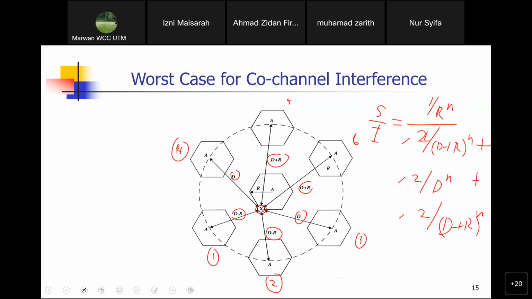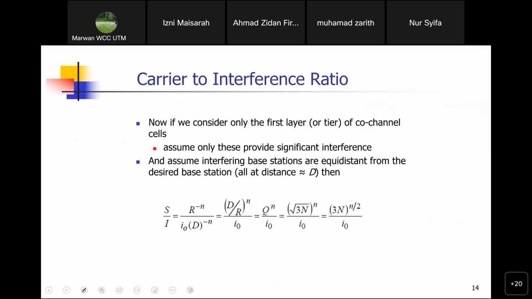Okay, for 1 and 2, the distance is approximately d minus r. For 4 and 3, the co-channel at the back is d plus r. So you cannot approximate to have d divided by r anymore. In the first approximation, for all 6, the distance is d.